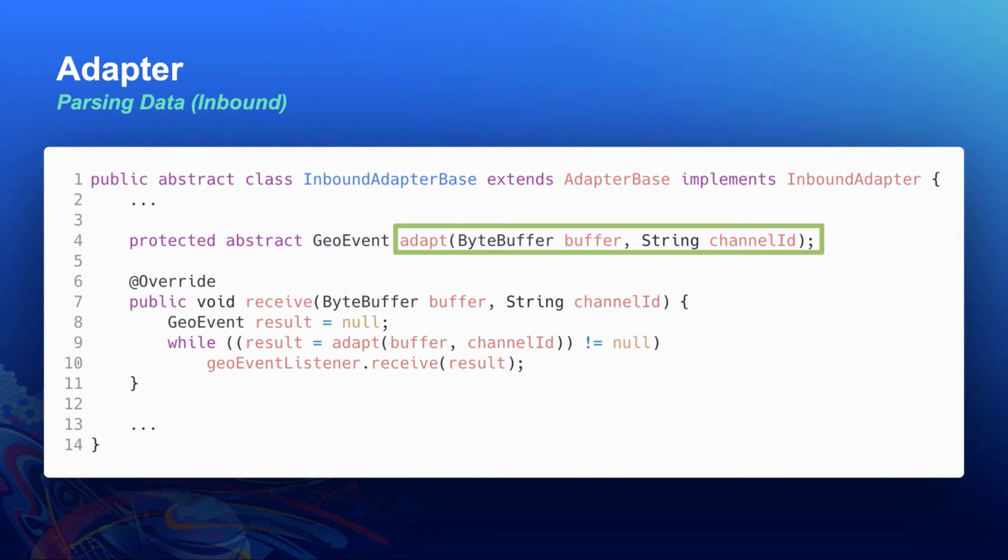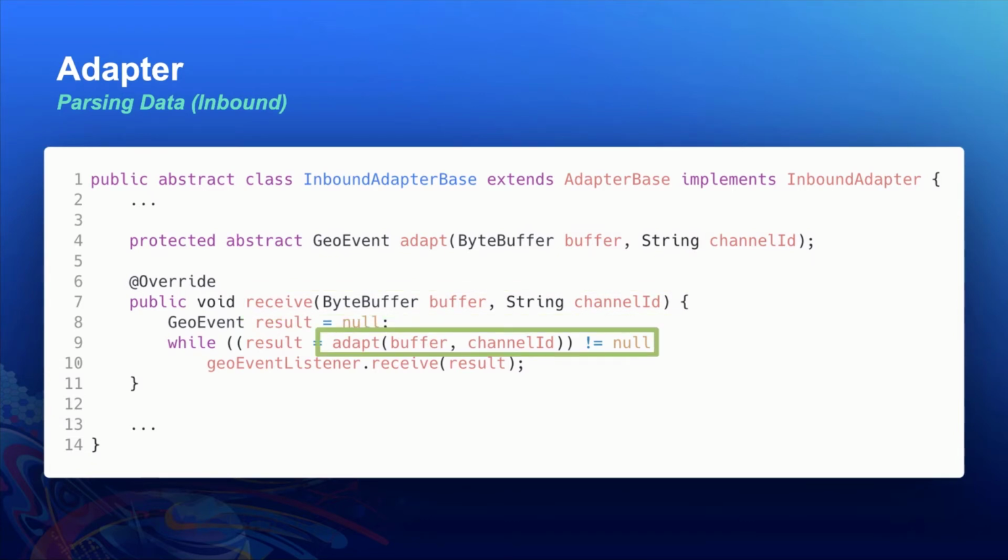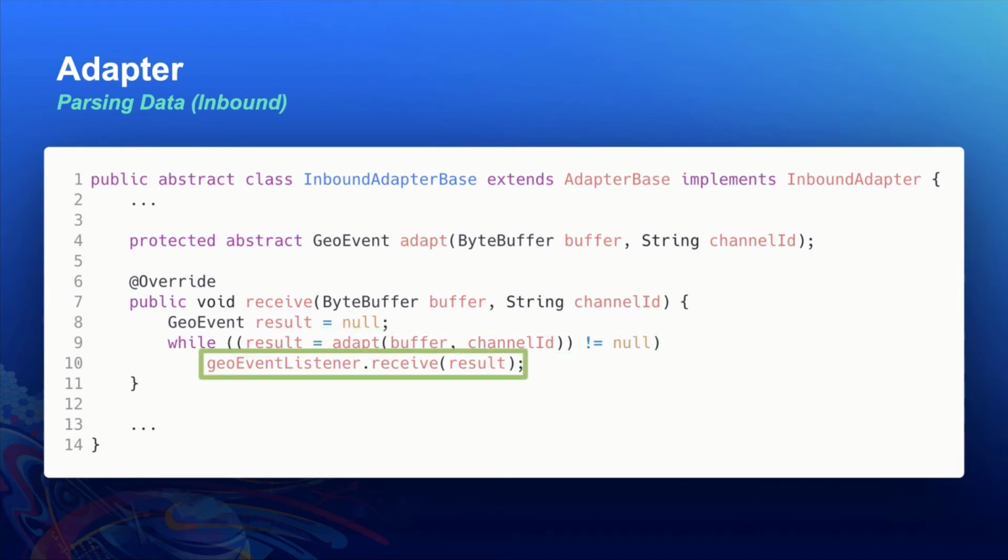Earlier, we saw how the transport sends data to the adapter via its byte listener's receive method, hence why the adapter is an event-driven component. Once the inbound adapter receives that data, it will call the adapt method that you have overridden. After the data conversion takes place, it will send the GeoEvent object to either a processor or an outbound adapter.